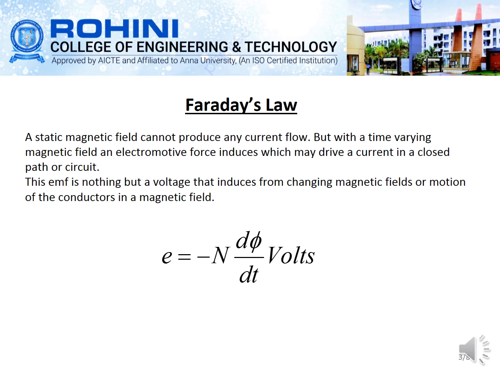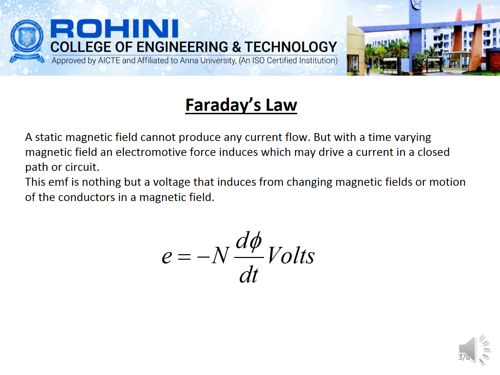And here we can write Faraday's law as E is equal to minus N dΦ by dt in volts. Here, if we assume a single turn circuit, we can take the N value as 1, so that we can write this equation as E is equal to minus dΦ by dt in volts. And also here, if you are considering Faraday's law, the induced EMF is a scalar quantity, so that we can measure it in volts.